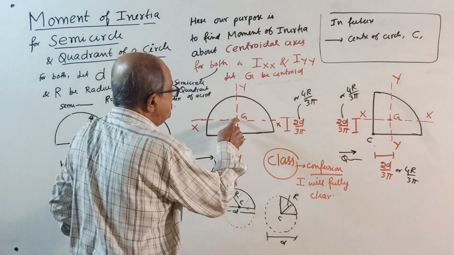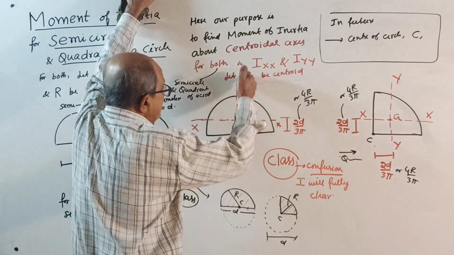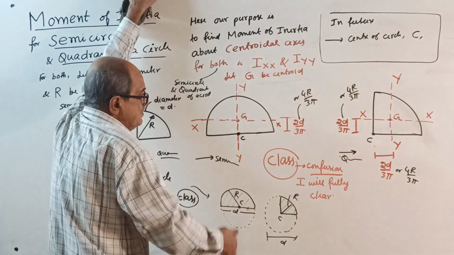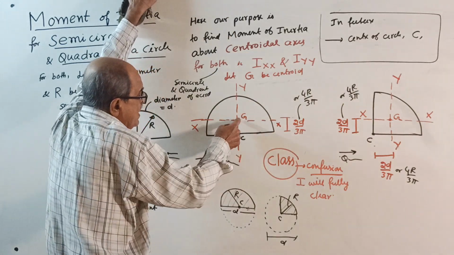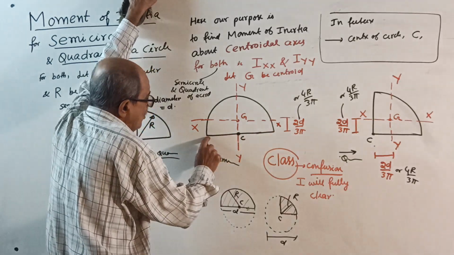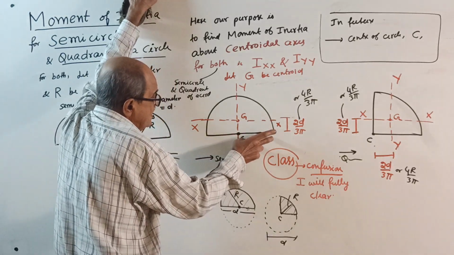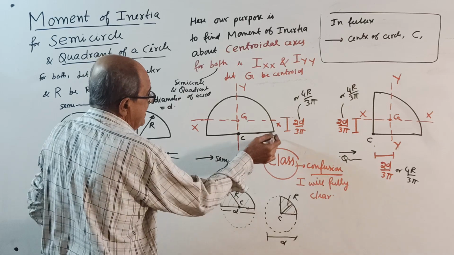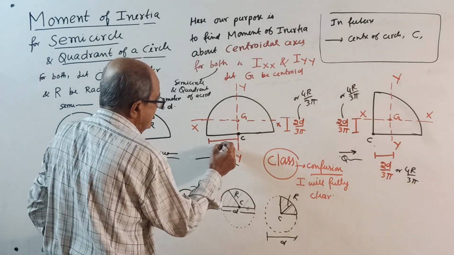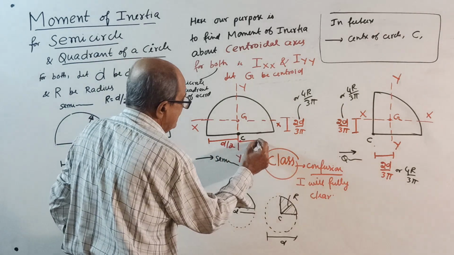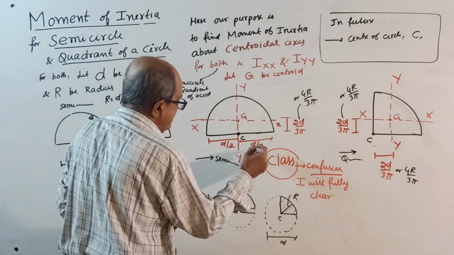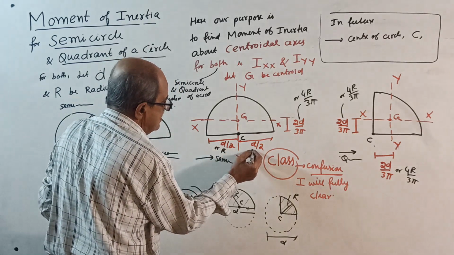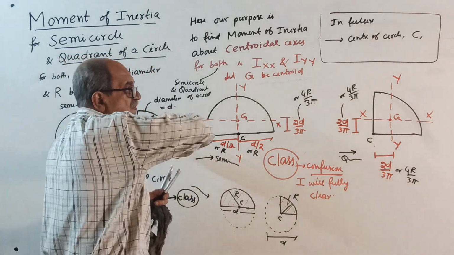Here, centroid G is here. See, it is symmetrical about the YY axis. So the centroid is exactly at mid distance. How much from here? Same here. This distance is, diameter is D, so this is D by 2, this also D by 2, D by 2 or R.